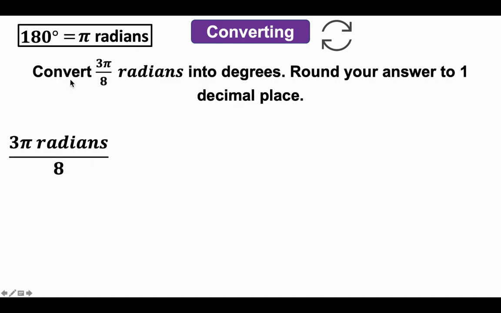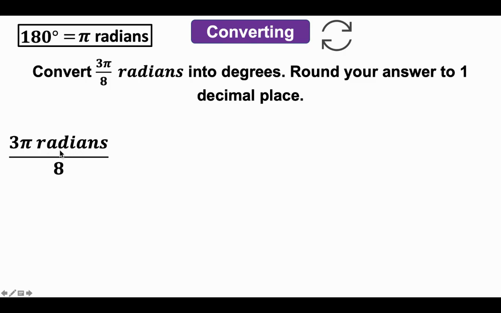Let's say we had convert 3 pi over 8 radians. Remember, this is just another number. We just didn't want to round off because 3.14159 is a very long number. Convert 3 pi over 8 radians into degrees. Round your answer to 1 decimal place. Now, again, because the units are off to the side for this method of doing things, we're going to go ahead and just put it up top. So 3 pi radians over 8.